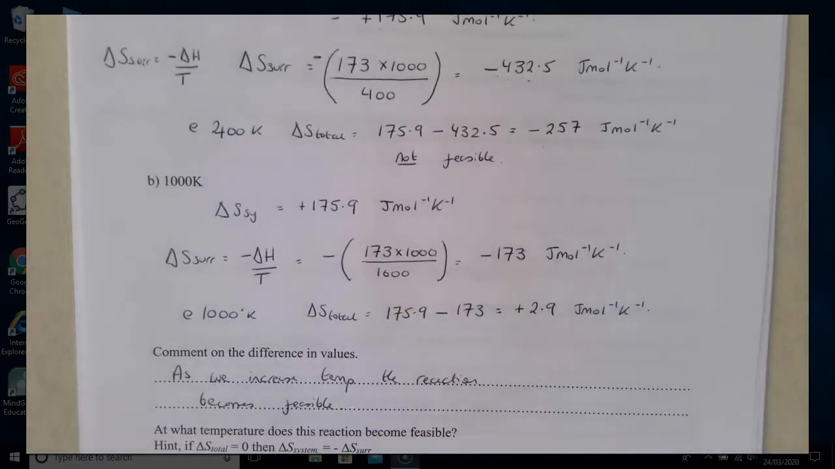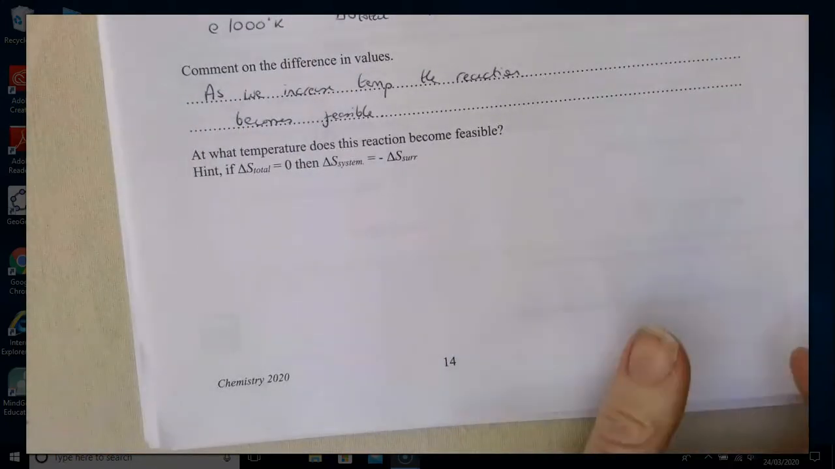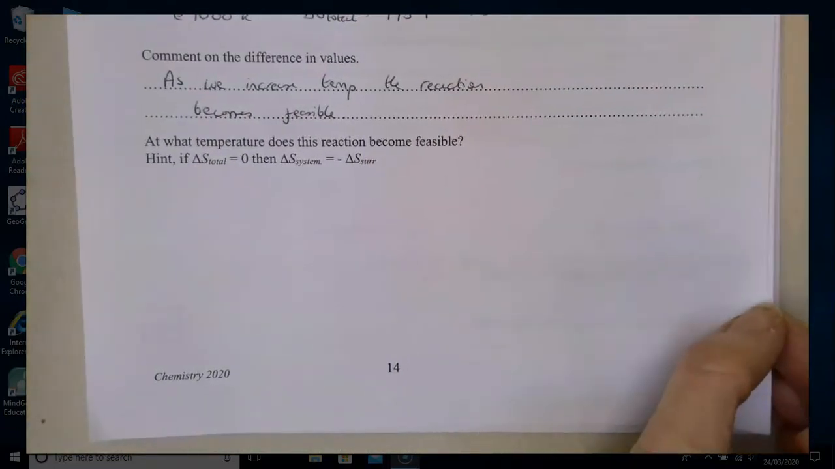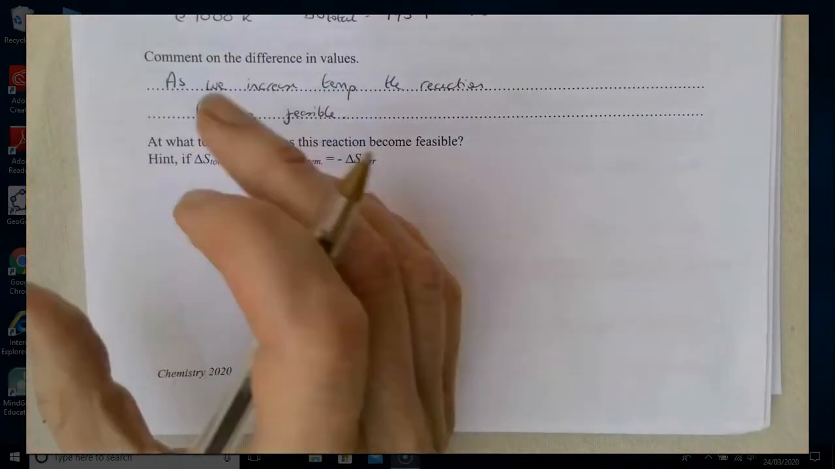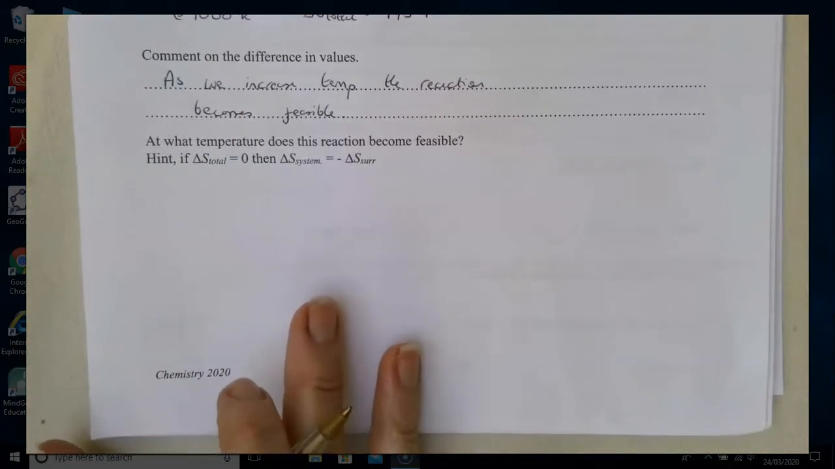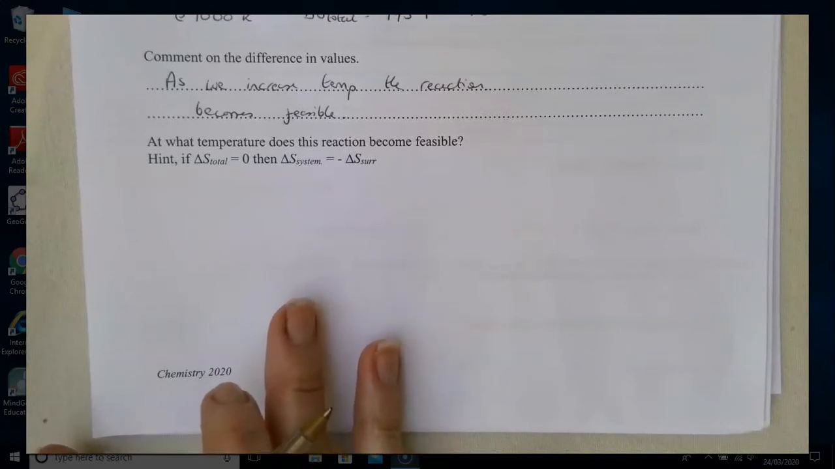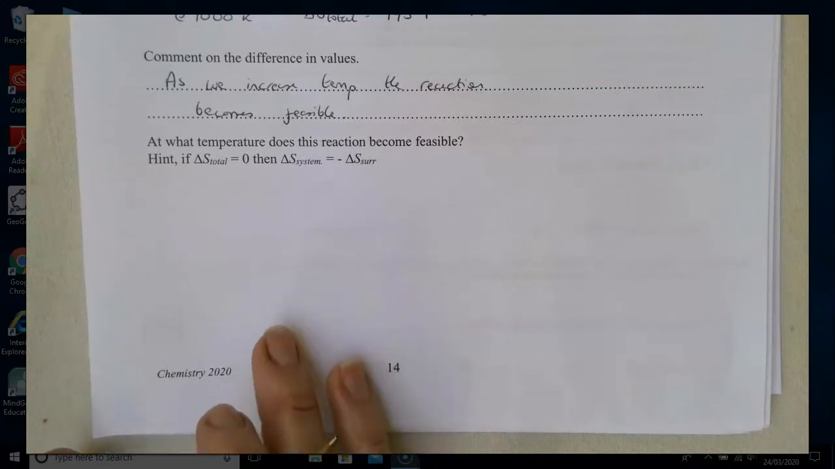Okay, which leads me on to the last bit for today. We want to work out exactly what temperature this reaction does become feasible. So we know that delta S total has to be a positive value. So we can sort of cheat slightly and say, okay, the smallest value I can get is 0, because I know if I nudge it a little bit above that, it'll become positive. So the temperature at which delta S total is 0, that's my tipping point. That's my point at which the reaction becomes feasible.